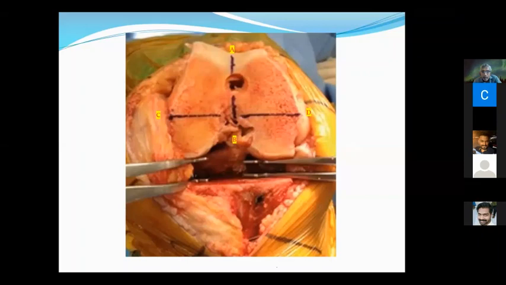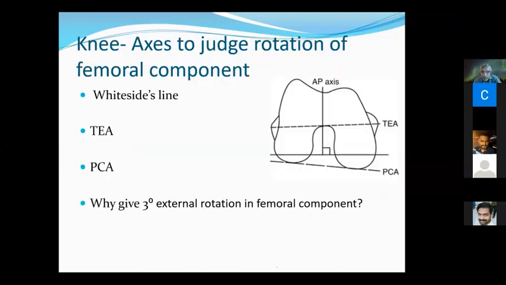Sir, is there any reason for patellofemoral tracking also? Is that one of the reasons to keep it in external rotation of 3 degrees? Definitely, that too is one of the reasons. It helps in the tracking. So here you are. Everything that we discussed is in this slide.